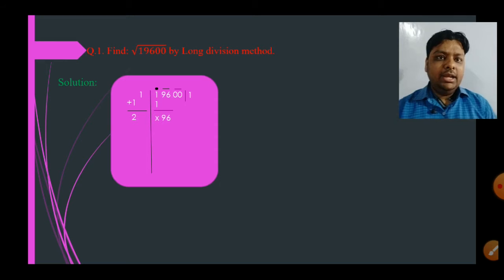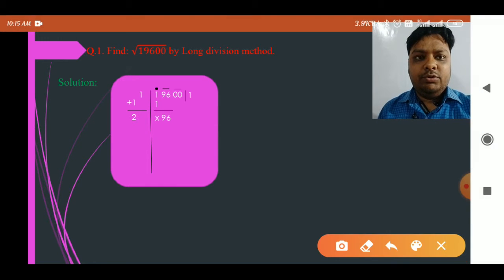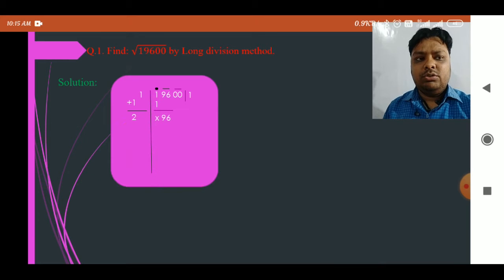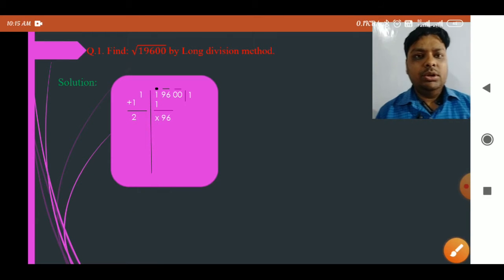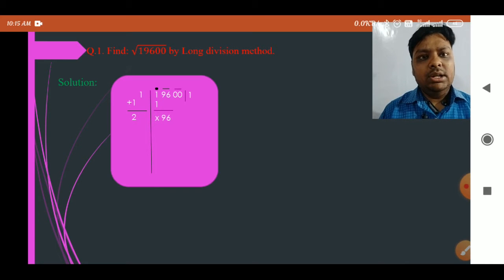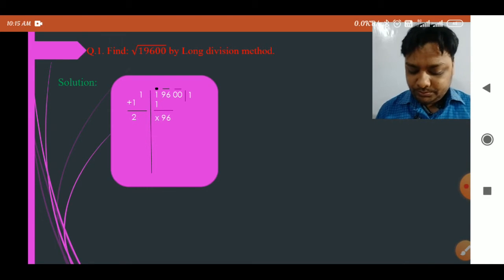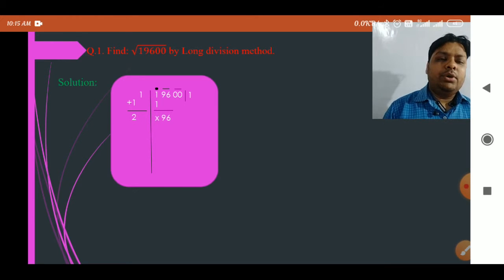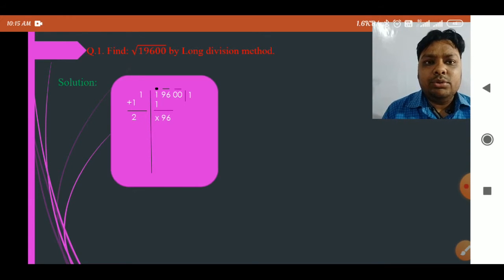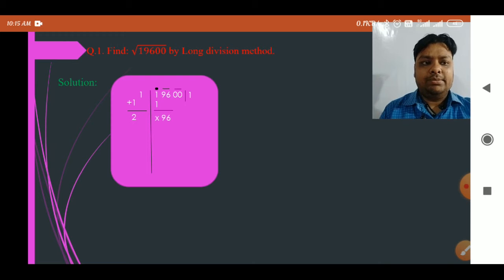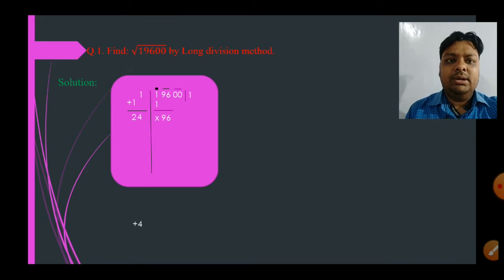Now again, 2 is here, so if you start with 1 it will be 21 into 1, or if you take 2 then 22 into 2, like this you can take. Just beside the 2 we will write another digit. So 21 into 1 is 21, less than 96; 22 into 2 is 44, again less than 96; 23 into 3 is 69, again less than 96; 24 into 4 is 96, equal to 96. It means we will take 4, and we will write this 4 three times like this: 2 in the divisor and 1 in the quotient.